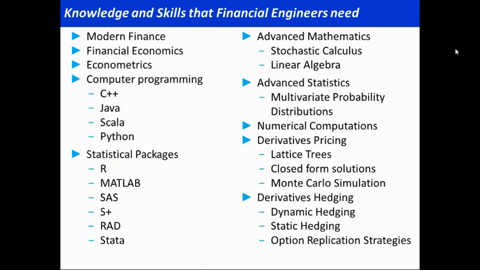Now, what are the skills that a financial engineer needs to have? Skills and knowledge that the industry expects the financial engineer to have. To be a financial engineer, as we have seen, is a combination of three skill set areas: finance, mathematics and statistics, and computer programming. In that same vein, you can elaborate what one should have. So one should have a very good understanding of modern finance, financial economics and econometrics.